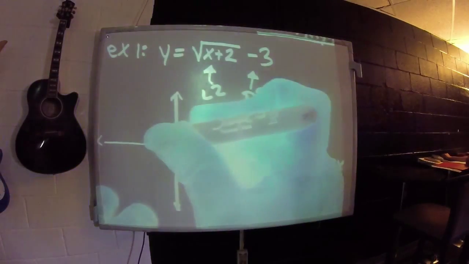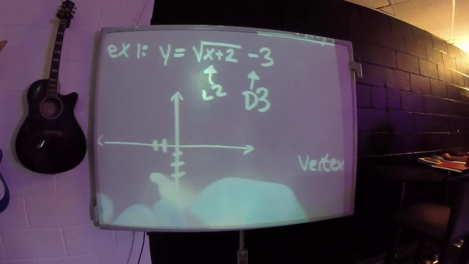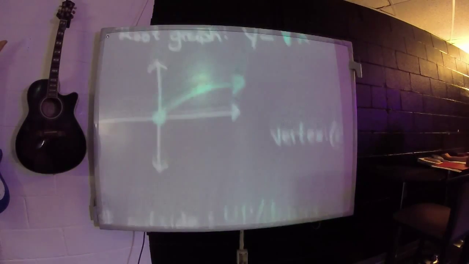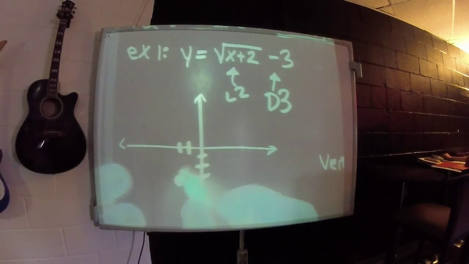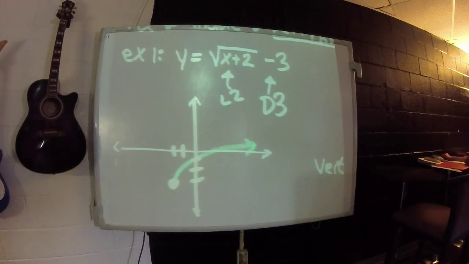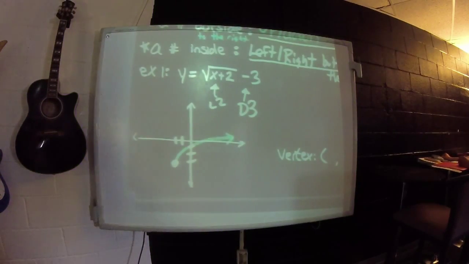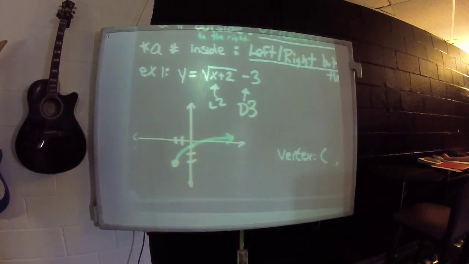The dot that was on the origin, left 2, down 3. Right here. And then it's that same shape. It's the exact same as this. Just put it right there. And what's our vertex? Where's our starting dot at? The location? Negative 2, negative 3.